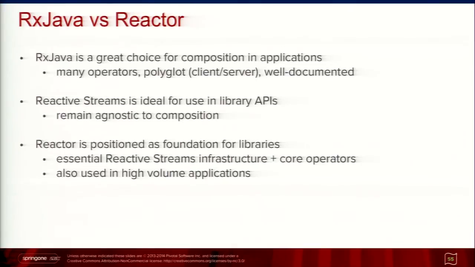Reactive Streams is actually quite well positioned for use in library APIs because it's more focused. And in general, libraries should not be tied to one composition API or another. So if you think about an underlying library like Mongo, they probably want to remain agnostic to what kind of composition is used above, because one application might choose RxJava, another one might use Akka Stream, another one might use Reactor Stream. There's no one answer.